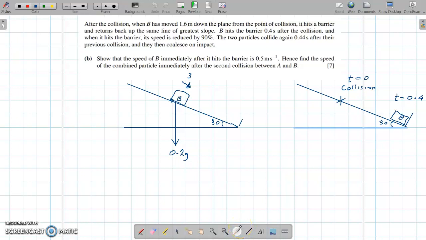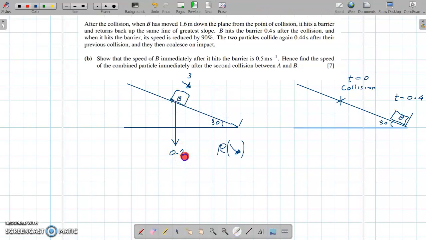Okay, to work out the speed at the barrier, I just need to do a Suvat equation. So I need the acceleration. So we can calculate the acceleration from this. Okay, it's quite a simple one. No friction, it's just down to the weight and the slope. So let's resolve down the slope. Right, I'm resolving down the slope.